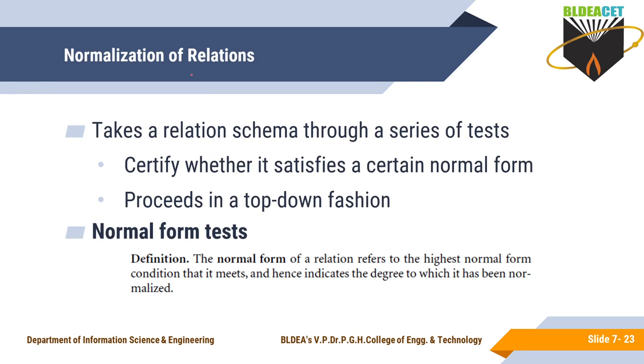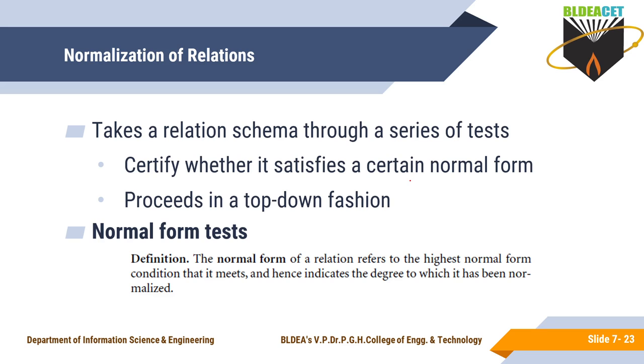Normalization of relations takes a relation schema through a series of tests. As I told you, once you identify the relation schema, next you have to follow a series of tests. That is what we call the normalization process. It certifies whether the relation satisfies a certain normal form or not, and it proceeds in a top-down fashion.